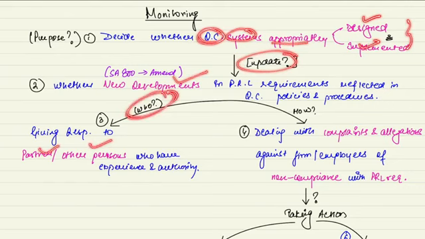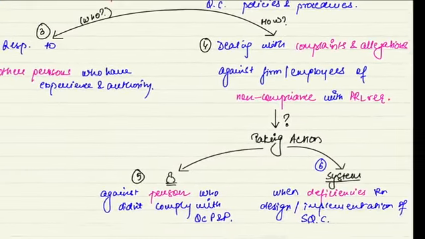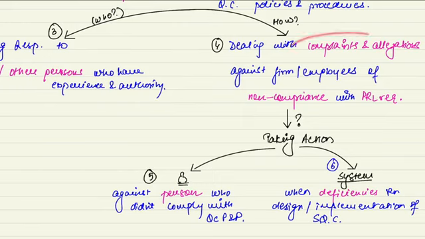Partner or any other person who has the experience and authority. How will they do it? When they are dealing with the complaints and allegations, they will take action. Whenever they see there is non-compliance, they will take action, again the same thing which I covered before: action against the person who did not comply with the policy, or action against the deficiencies in the system of quality control.